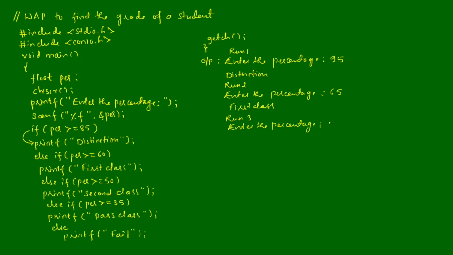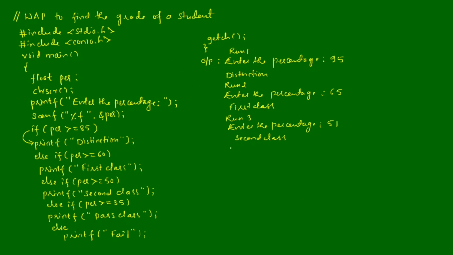Now I'm going to enter 51. So you can check out the first condition. Is 51 greater than 85? No, condition fails. It is going to check out the second condition. 51 is greater than or equal to 60? No. Once again, the second condition is also returning false. Here it is going to check out the third condition. 51 is greater than or equal to 50? Yes, it is true. If it is true, then it is going to print second class. Here I am going to write second class.